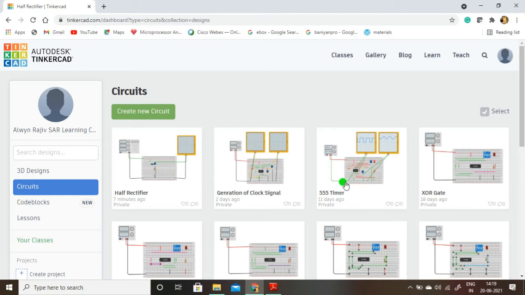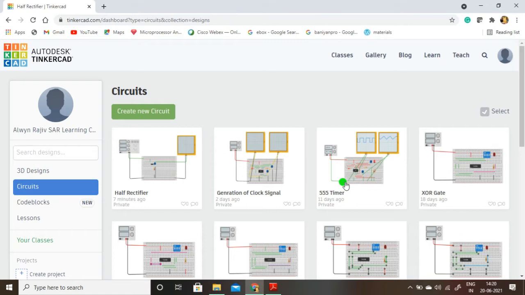The full wave rectifier circuit efficiency is equal to 81.2%. In this full wave rectifier, we are using two diodes. One diode is conducting for the positive half cycle, another diode is conducting for the negative half cycle. That means one diode is reverse biased, and the other is forward biased.